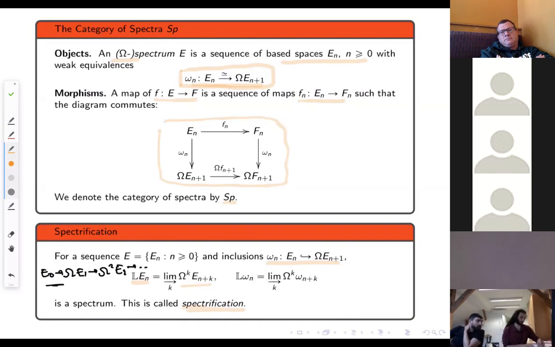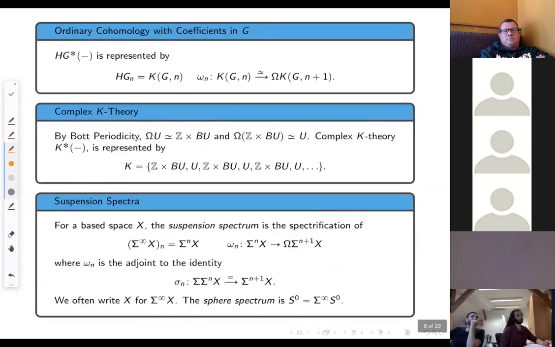So I'm going to give you a bunch of examples, but they won't all obviously have these structure maps be weak equivalences. Okay? But we can always turn them into them. Okay. All right, so what are going to be the key examples for us? So first, let's just touch base with what we had before. Ordinary cohomology theory with coefficients in G, we already saw. It's represented by the nth space being KGn, and the structure maps are a choice of weak equivalences between these two Eilenberg-MacLane spaces.